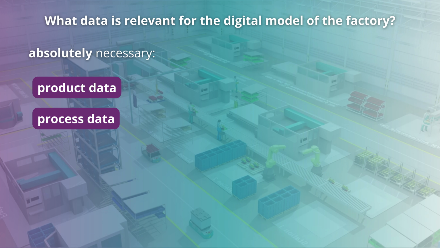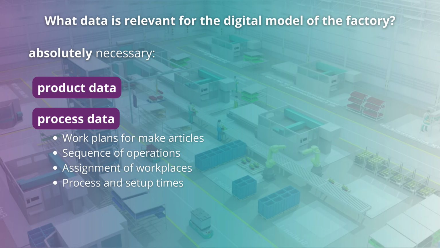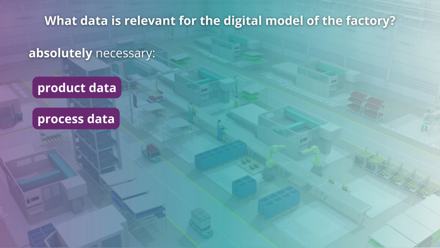In addition to this product data, some process data is also essential. At least one work plan is required for each in-house manufactured part, specifying the sequence of operations and the assigned workplace. Processing times and, if necessary, setup times must also be specified for each operation.